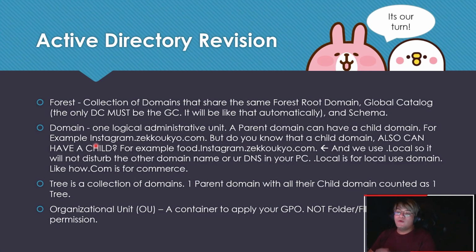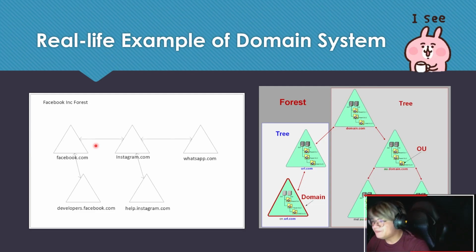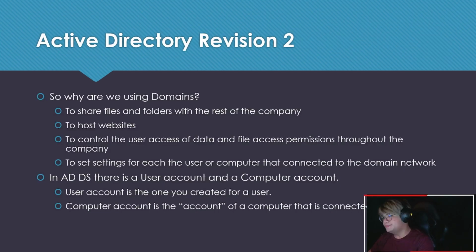One parent domain with all its child domains is counted as one tree. This and this is one tree. This and this is one tree. This is another tree. So there are 1, 2, and 3 trees over here. How about this? This is one tree. This is one tree. You see, a child domain can have another child domain.